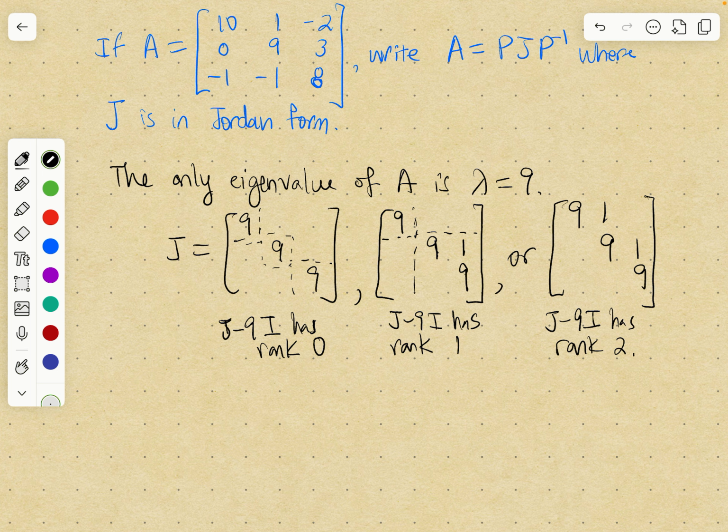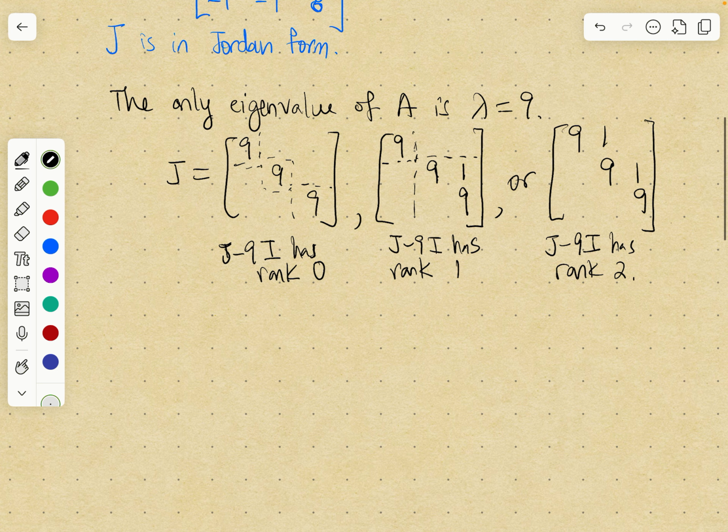And the key fact we're going to need is that the first step of finding the PJP inverse is to find J. And so we can use the fact that the rank of A minus 9I is equal to the rank of J minus 9I. This is more or less an exercise, because the idea is since A is similar to J, the rank of A is the same as the rank of J.